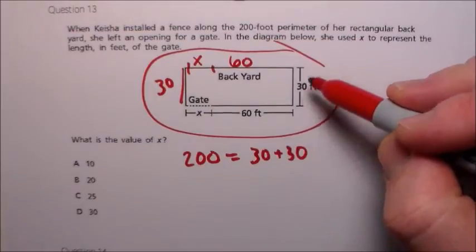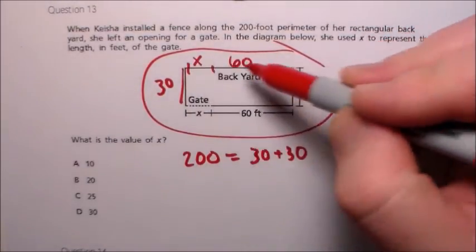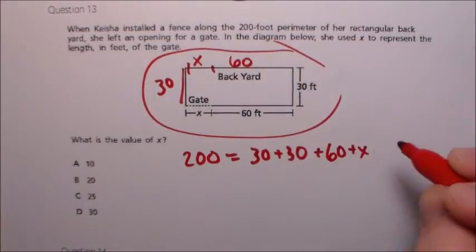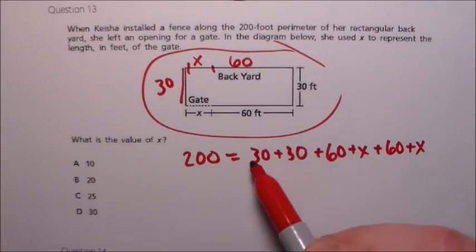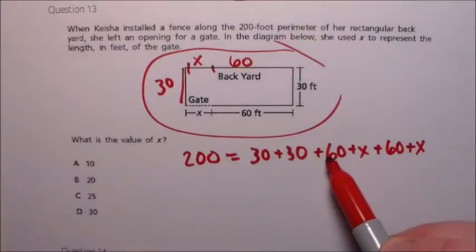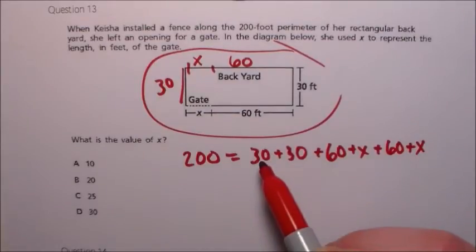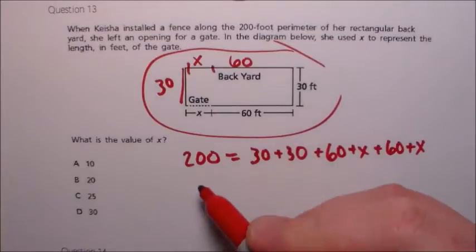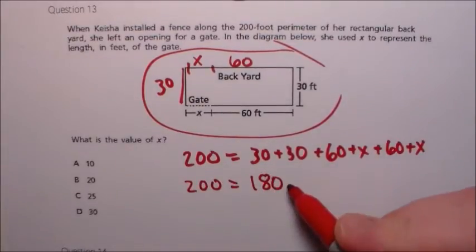Because you have 30, it's got to be mirrored by a 30, and you have 60 plus x on this side, so you can have 60 plus x on that side. And we're going to add them all together. Okay, so 30 plus 30 is 60, plus 60 is 120, plus 60 is 180. You can punch into a calculator if you need to, but I think it's pretty clear. So 200 equals 180. What am I going to do with my x's?